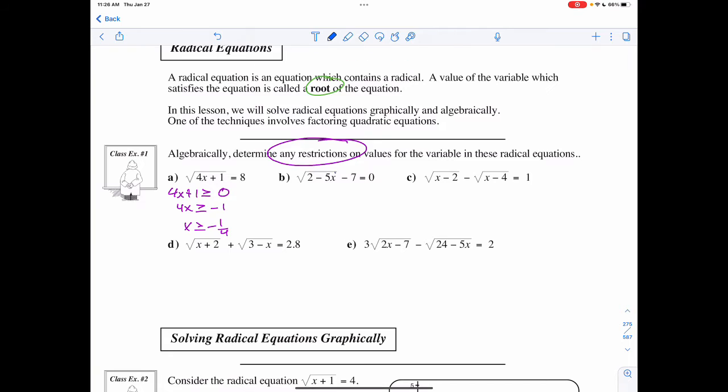In the second case, just look at the radicand: 2 minus 5x is greater than or equal to 0. Negative 5x is going to be greater than or equal to negative 2 when I move it to the other side. And when I divide both sides by negative 5, x is going to be less than or equal to negative 2 over negative 5, or 2 over 5.